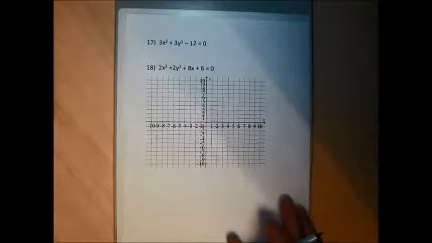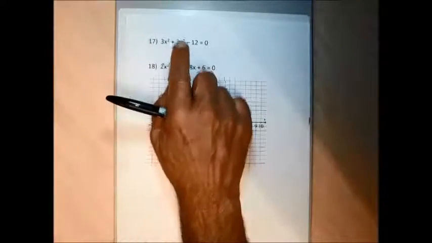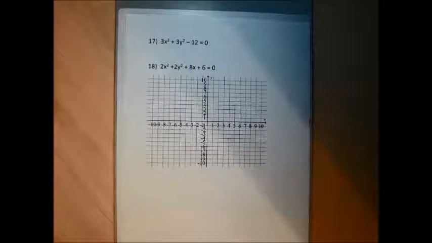The big trick to problem 17 and 18 is there's numbers in front of the square terms. Circles can't have numbers in front of the square terms, and the way that we're going to get rid of the number in front of the square terms is to divide it out. You could actually factor it out, but when there's an equal sign and there's a common factor without a letter, you can divide the common factor away.